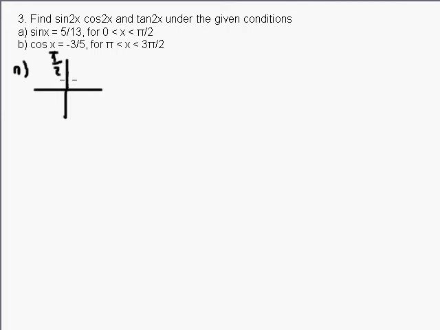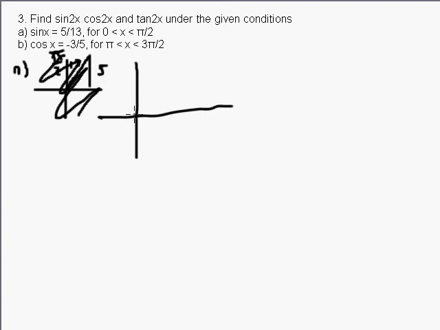So I drew this a little bit small. So this means that it's 5 over 13, which means that the y value is 5, because remember this is y over r. Watch that first video from question 1. And this says that the r value is 13, and the y value is 5. Let me try that drawing again.